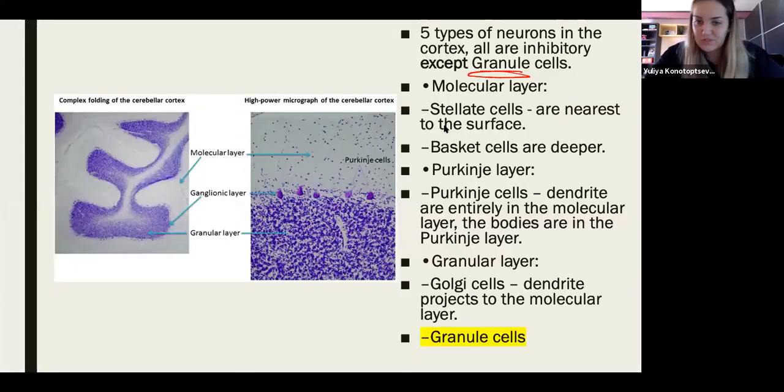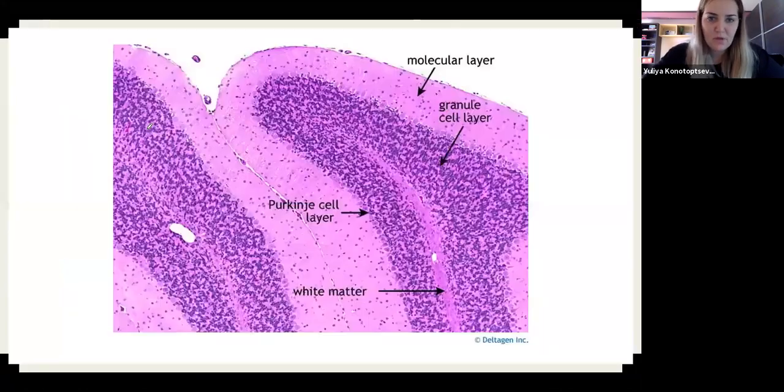The granule cell is going to be excitatory, but it's not going to be using acetylcholine. We're going to see that it's using glutamate, so it's a glutamatergic excitatory neuron. So does it make sense? 5 neurons in the outer cortex, 4 are inhibitory, 1 is excitatory.